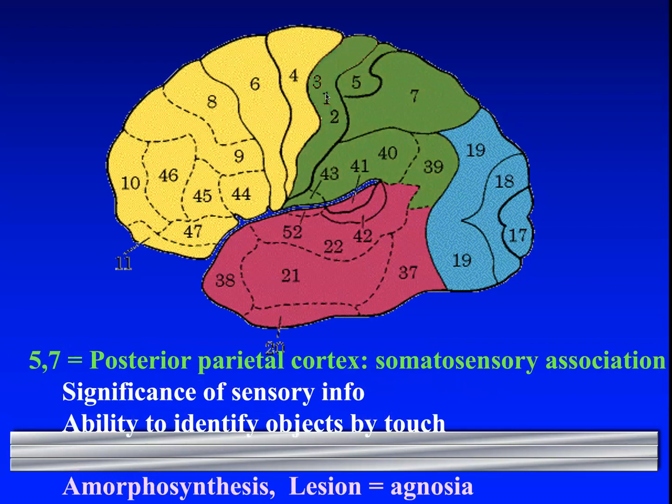And related to that, areas 5, 7, you can see it's right next door to it and it's big. This is the somatosensory association cortex. And you're going to see a pattern when something gets an association cortex. Basically, it gives meaning to the touch.